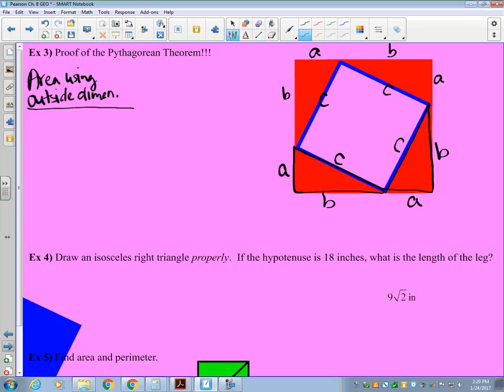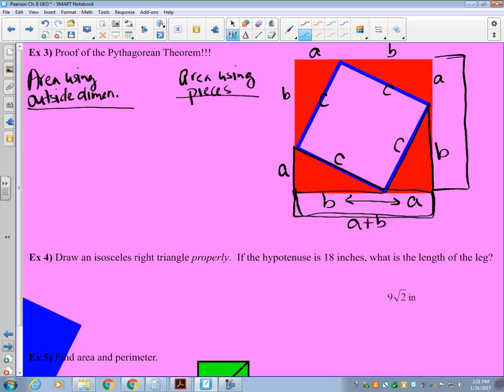And then we're also going to do that by finding the area using pieces and adding them together. So if I look at this square here, I can see that the side length for my big square is A plus B. It's just these 2 dimensions added together. I look at it for this one here, and I also see it is A plus B.